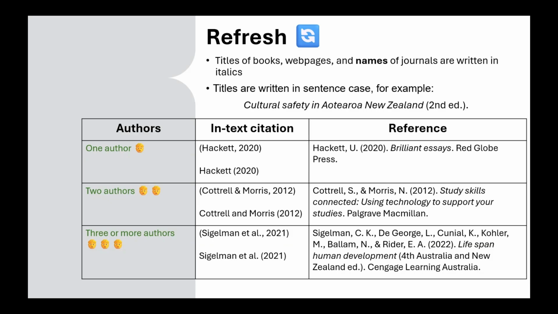When we have one author, in our in-text citation, we just need to record their surname and the date of publication. In our reference list, we put the full details: the author's surname, first initial, date, title, and publisher.